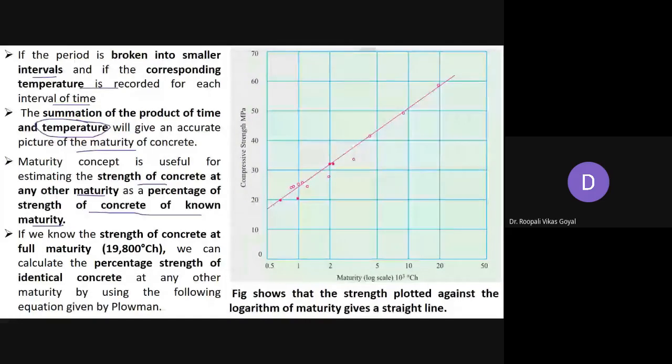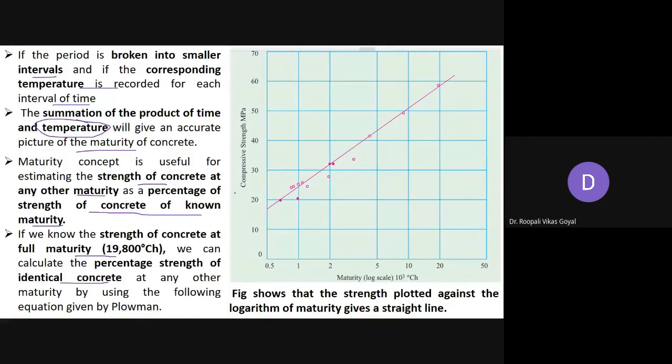I will give you one small example so that this aspect becomes more clear. If we know the strength of concrete at full maturity, which is your standard value, we can calculate the percentage strength of identical concrete. For a concrete where we know the strength at full maturity, for identical concrete we can find out the strength at early days as a percentage of that concrete of known maturity.